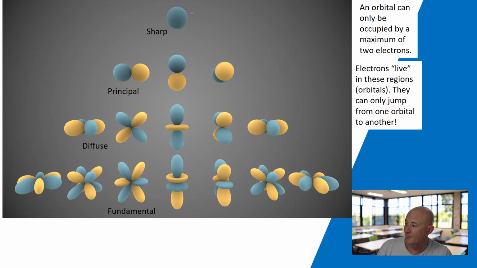Now, the first pattern that you see when you develop these equations, the equivalent of the first harmonic in a linear standing wave, is this pattern here, which is a sphere. Now, the pattern isn't called a sphere, it's actually called sharp. I'm not actually quite sure why, but it doesn't matter. The next one's called principal, the next one's called diffuse, and the next one's called fundamental. So you could refer to the 3-dimensional patterns as S, P, D, and F.